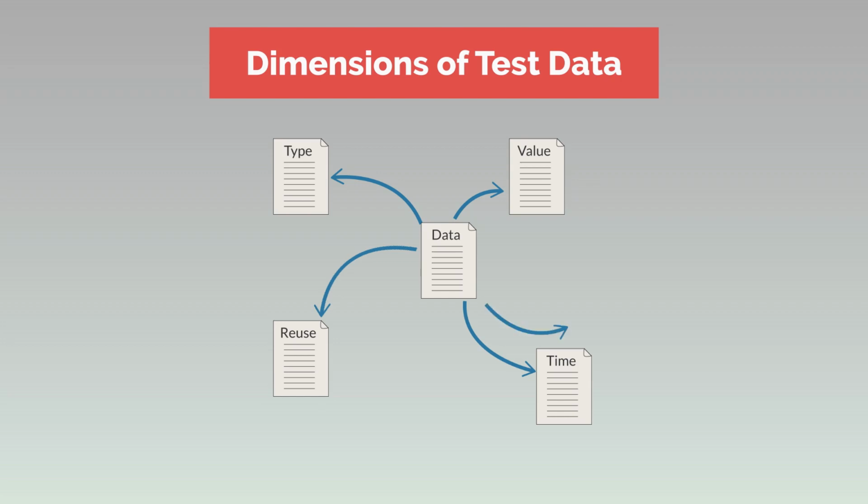The final dimension is volume, or how much data is required. This almost always comes into play for load testing. For example, you need some number of user accounts to spread across your concurrent users. But there's also some subtleties here. Sometimes you have a specific data value that represents a volume, and you need that volume to be a certain value. Think about some level of inventory or some level of available credit for an account.